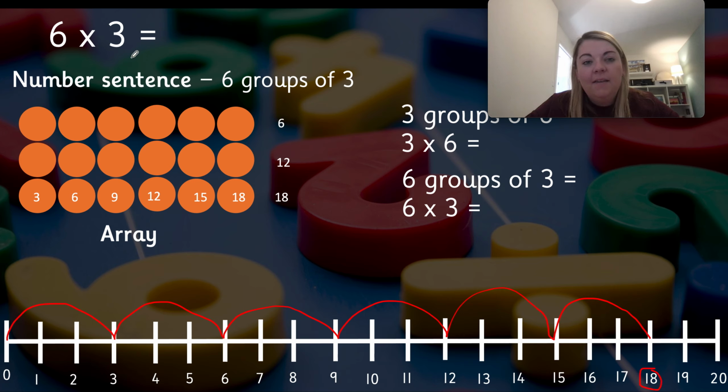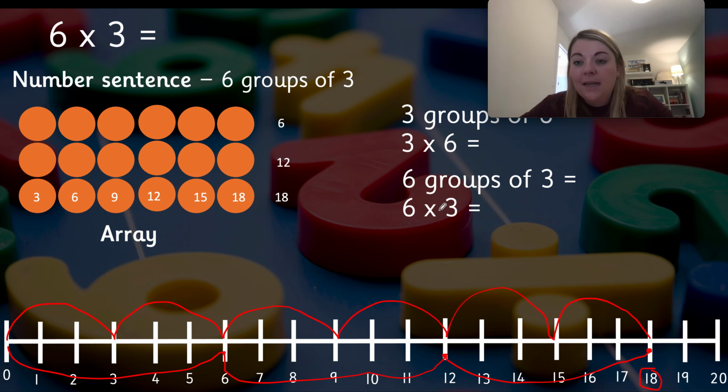Let's have a check and see if 3 groups of 6 works the same. So underneath my number line, I'm going to show you my groups of 6. So my first group of 6, my second group of 6, and I'm just counting 1, 2, 3, 4, 5, 6. Okay, it finishes at 18. So my third group of 6 finishes at 18. So this shows me that 3 times 6 and 6 times 3 is the same, and the answer is 18.